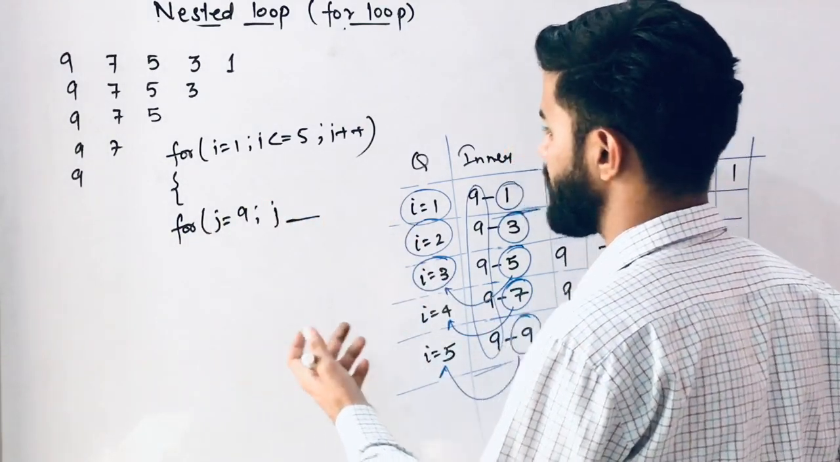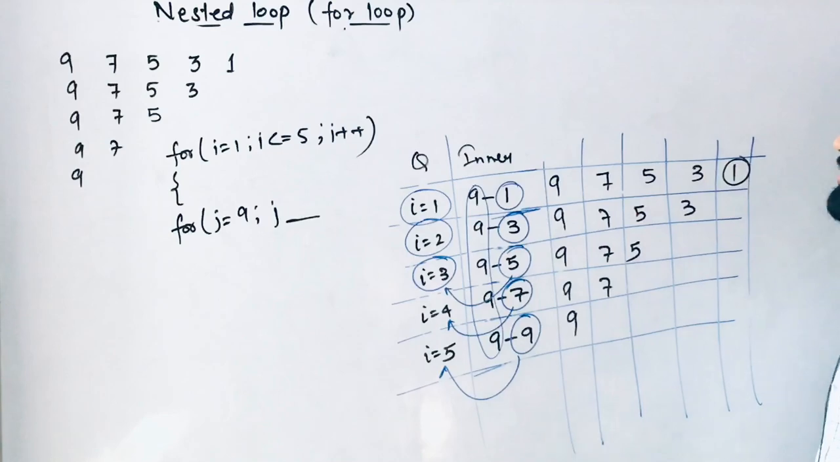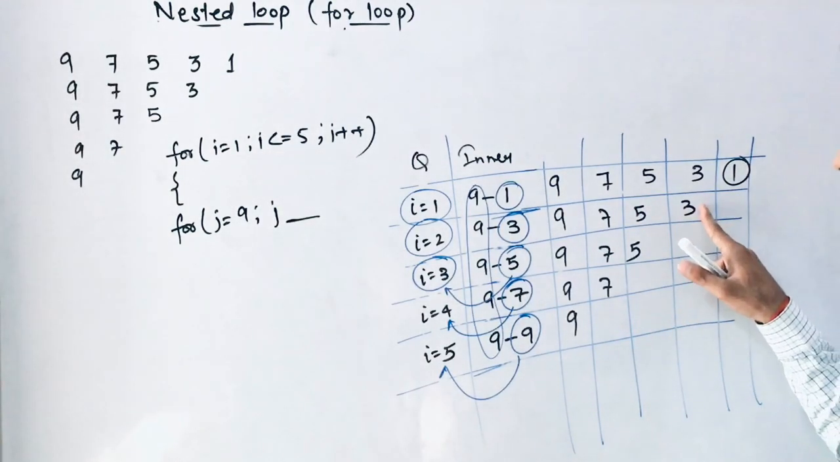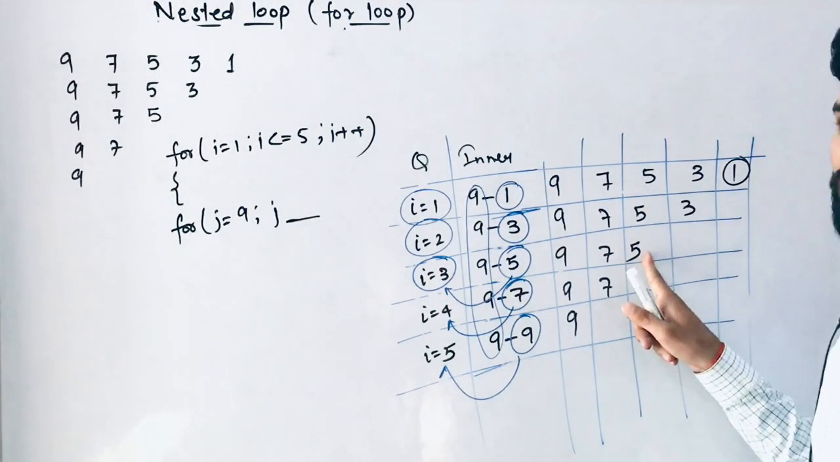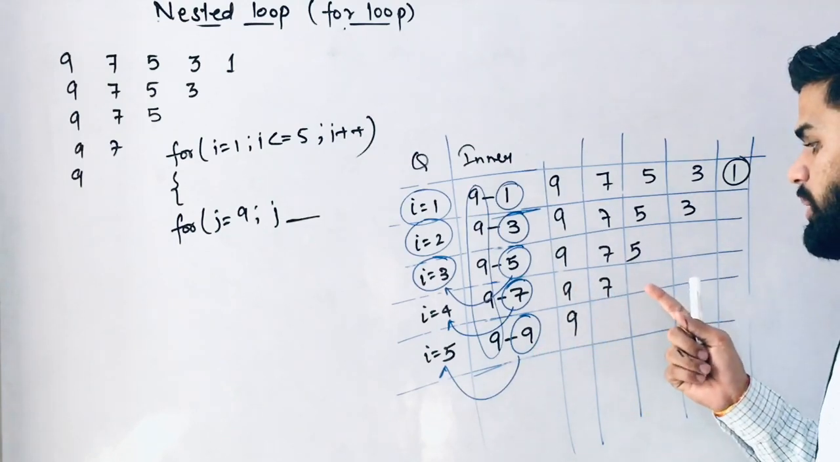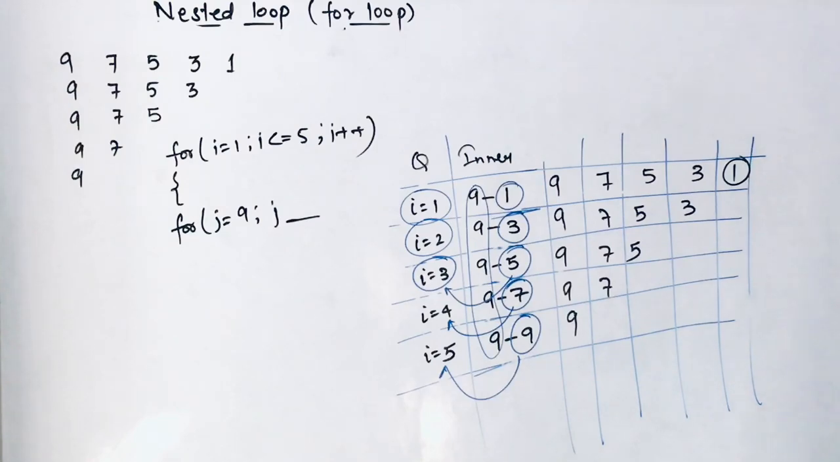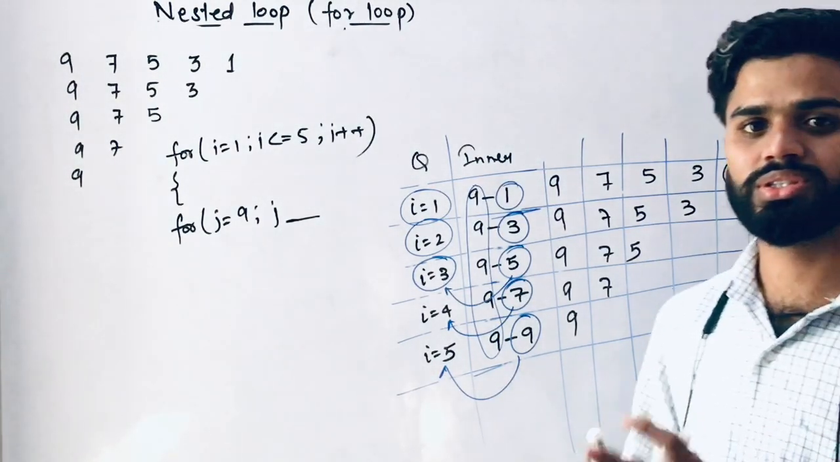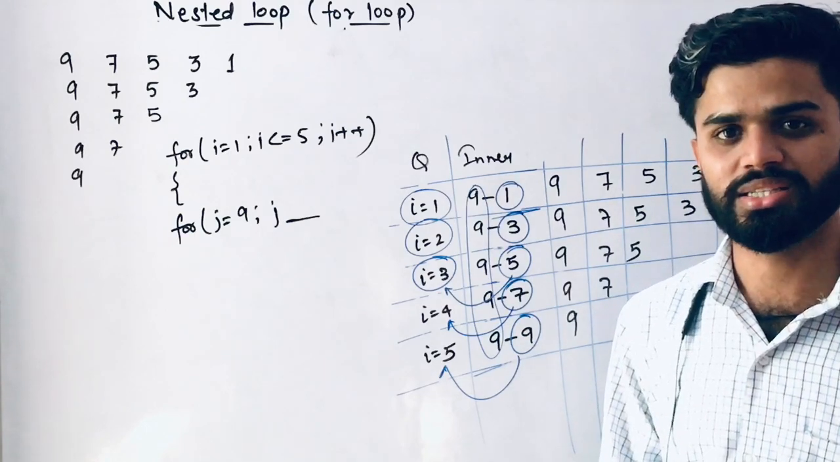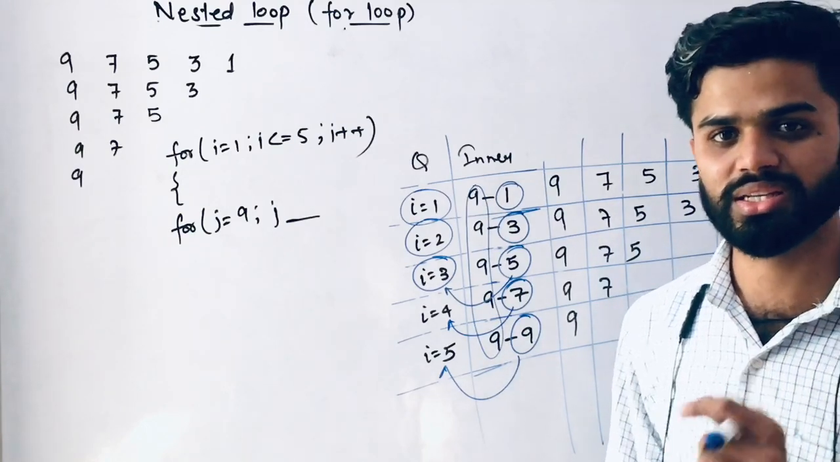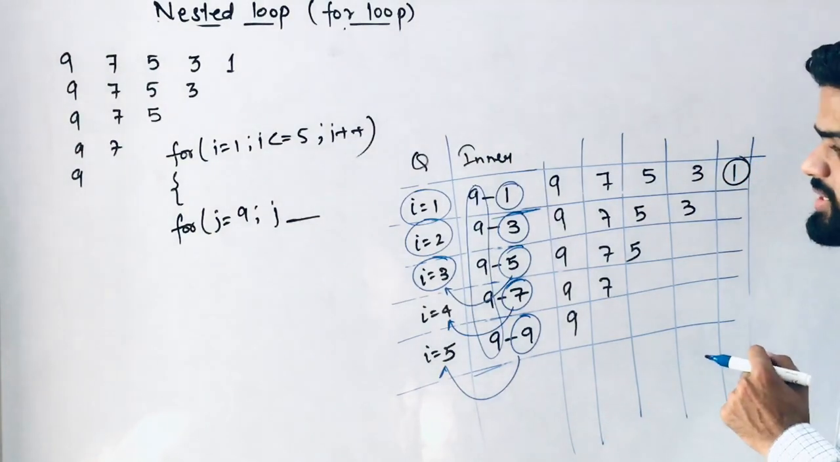The first time it needs to end at 1, the second time at 3, the third time the last value is 5, the fourth time the last value is 7, and the fifth time the last value is 9. Because of this, we need to take some slight changes. So what type of changes?